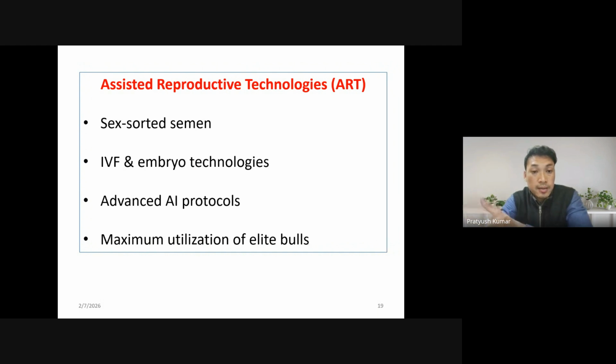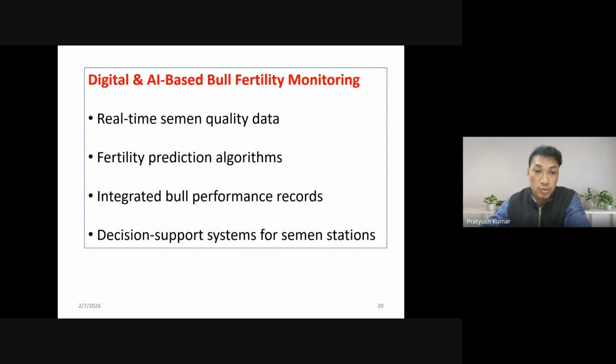A camera fitted AI gun has also come up now. Manually we do AI by rectal palpation, inserting the hand, but now you can see the application-based AI guns have come up, and these also help in the enhancement of bull fertility.